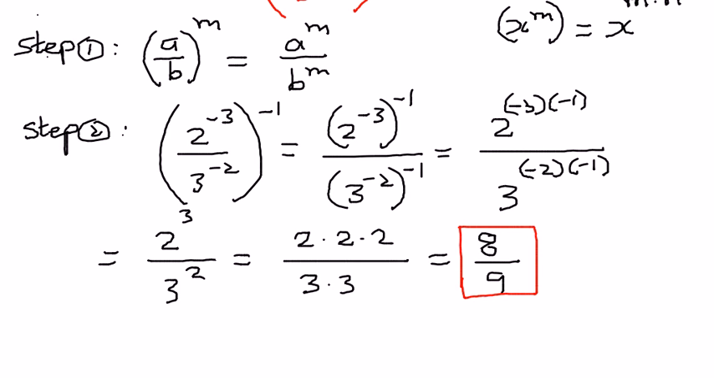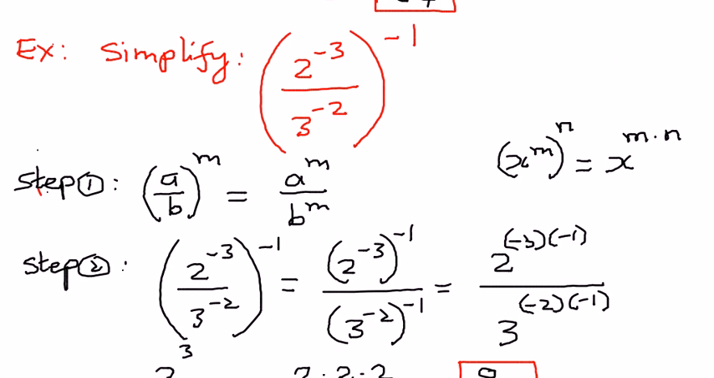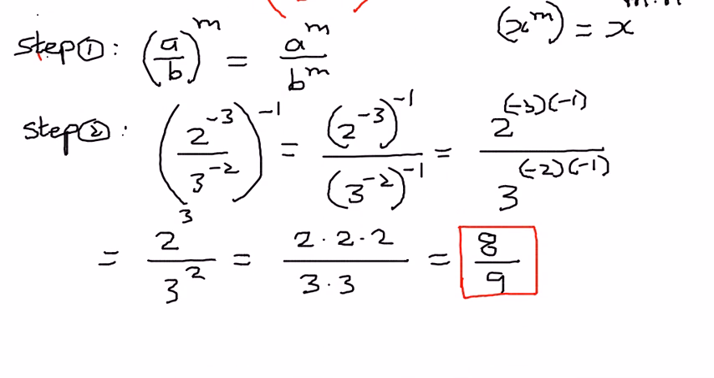So therefore, the given expression, we wanted to simplify 2 to the power of negative 3 divided by 3 to the power of negative 2, the whole expression raised to the power of negative 1, simplifies to 8 over 9. So this is where we want to leave it.